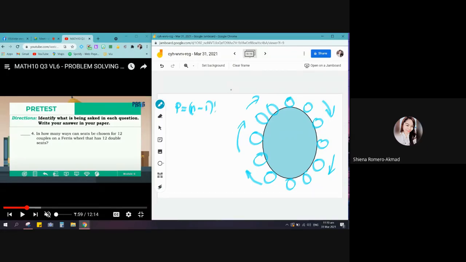Kasi we will assign one of them as our starting point. Okay, so if we assign one of them as our starting point, we have to subtract that to the count, or the number of couples. So we have 12 minus 1 factorial is 11 factorial. And what is 11 factorial? So aside from round table, we can also use the formula here given yung Ferris wheel situation. What is 11 factorial?